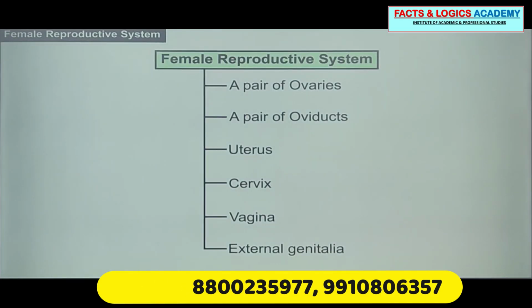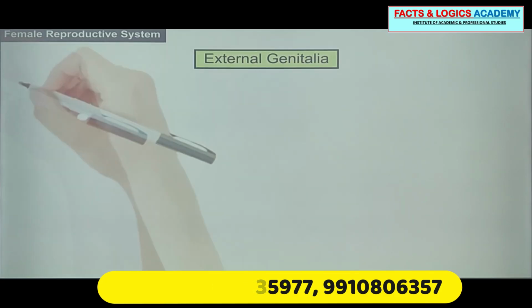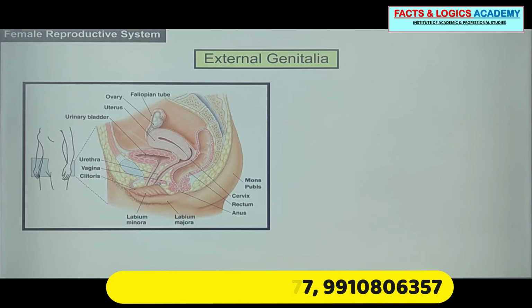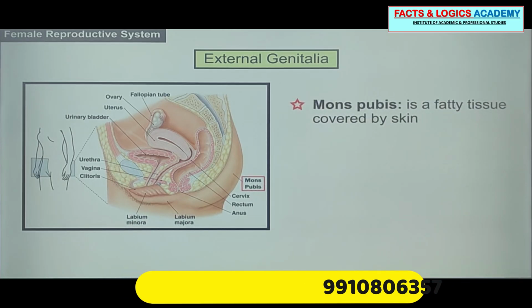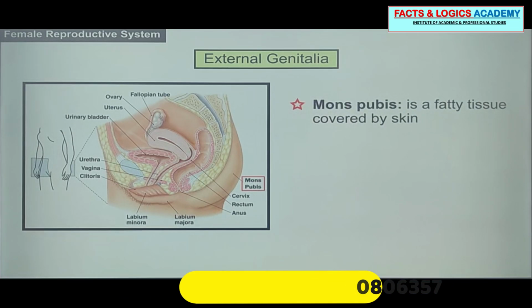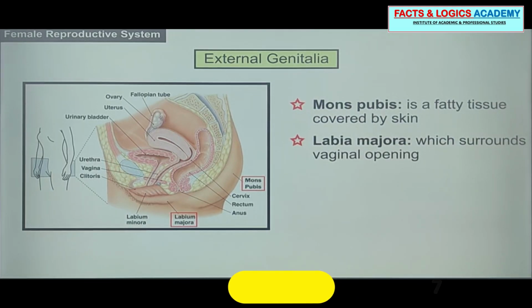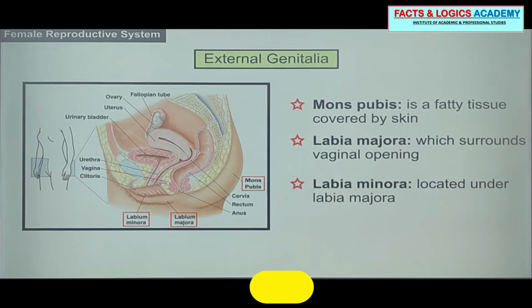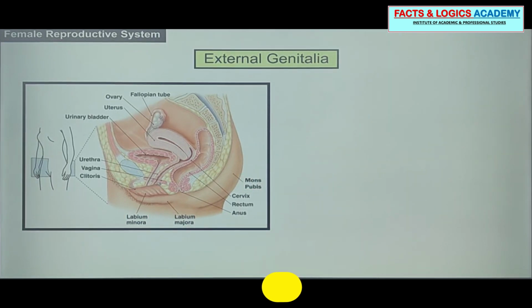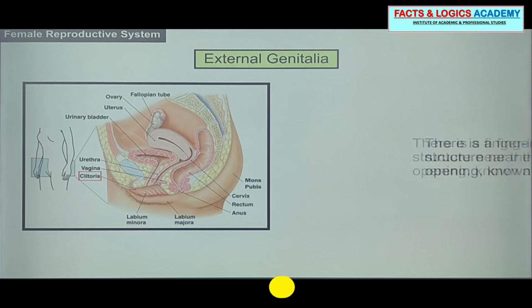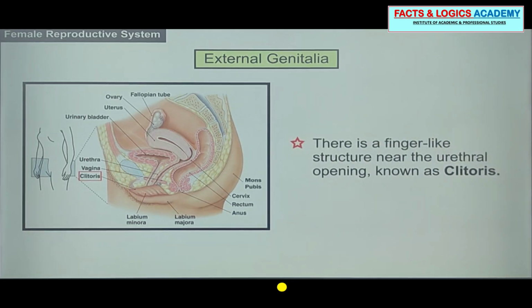Now let us talk about the external genitalia in the human female. External genitalia has three components. First is the mons pubis, which is a fatty tissue covered by skin. Second is the labia majora, which surrounds the vaginal opening. And the third one is the labia minora, which is located under the labia majora. Apart from these components, there is a finger-like structure near the urethral opening, which is known as the clitoris.